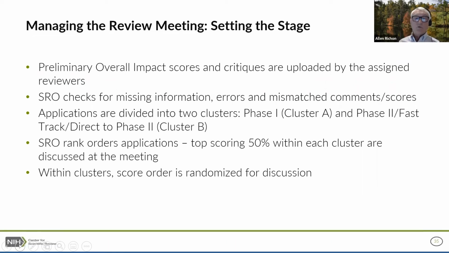All right, when we do the actual meeting though, we will randomize the score order for discussion so people don't get in a rut. One of the things that we found is that if you have all the really good ones at the beginning and all the mediocre ones in the middle, the review criteria subtly changes. So we try and mix and match so that everyone is looking at each application fresh, and the chair and the SRO will listen for changes in discussion tenor and make sure that the consistency is maintained throughout the entire discussion. Next slide, please.